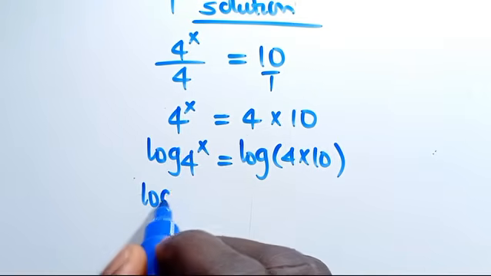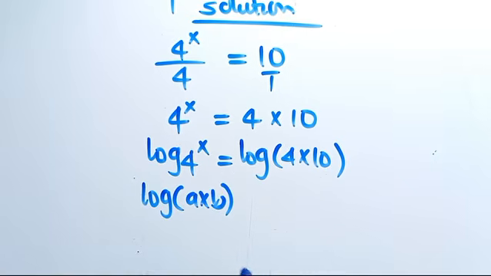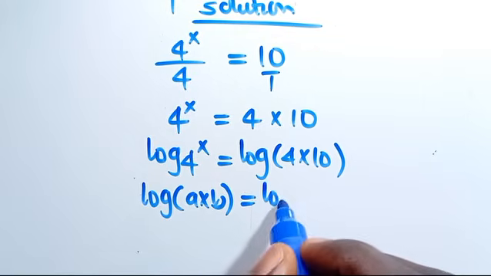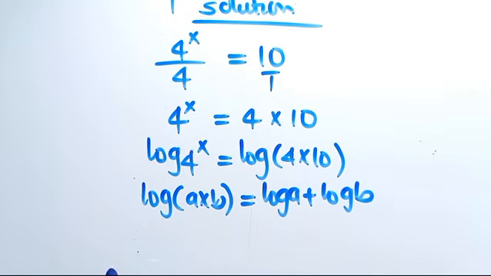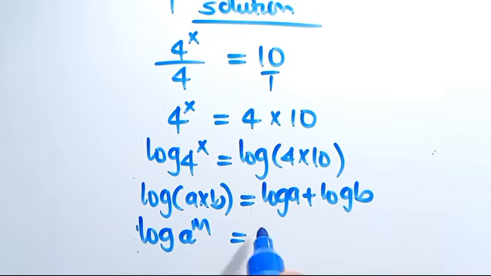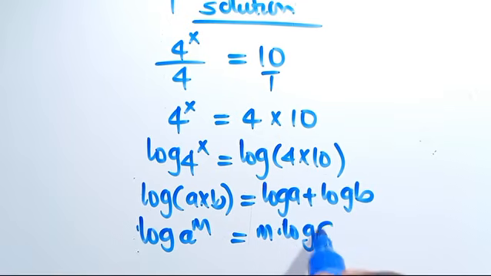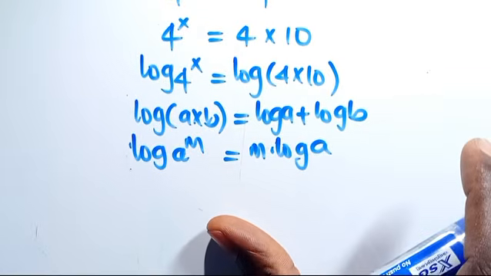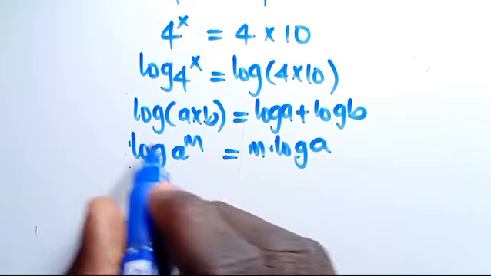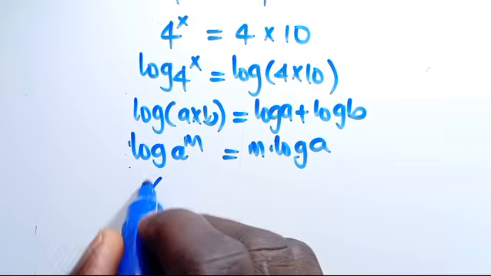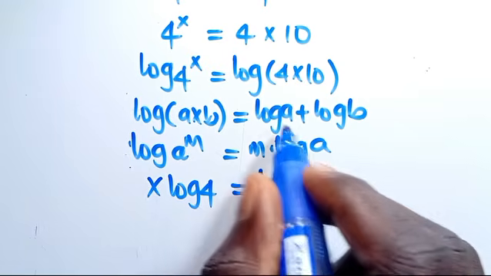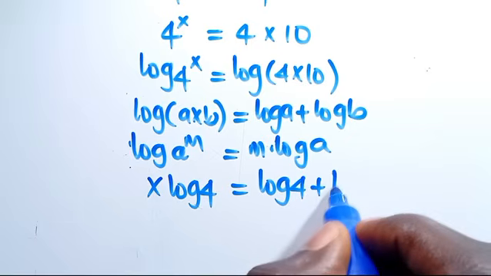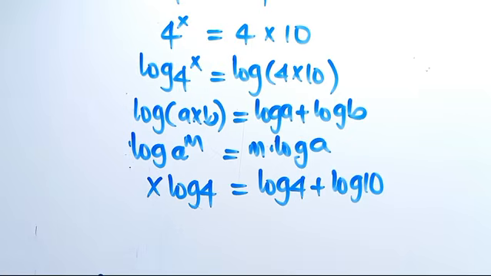Again, when you have log (a times b), as we have it here, it always equals log a plus log b. Again, when you have log a to the power of m, it equals m multiplied by log a. Now, applying it here, we have x multiplied by log 4 equals log 4 plus log 10.